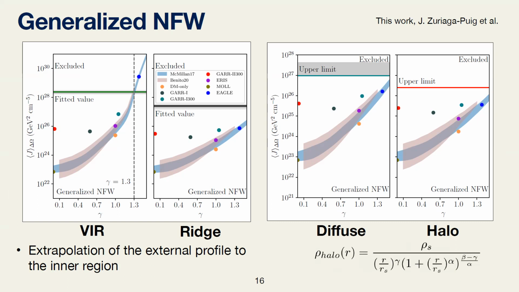And these are the main results using the generalized Navarro-Frenk-White profile. This is the extrapolation of the external profile to the inner region, just as it is, this formula as it is. So computing the J factor for the different dark matter density profiles and comparing it with the fitted value, we obtain that around gamma equals 1.3, more or less, both Benito 20 and Macmillan cross this fitted value for the very near region. However, for the ridge, diffuse, and halo, we do not have the same correspondence.